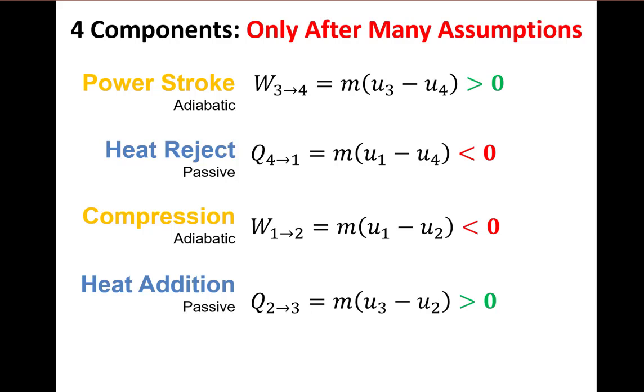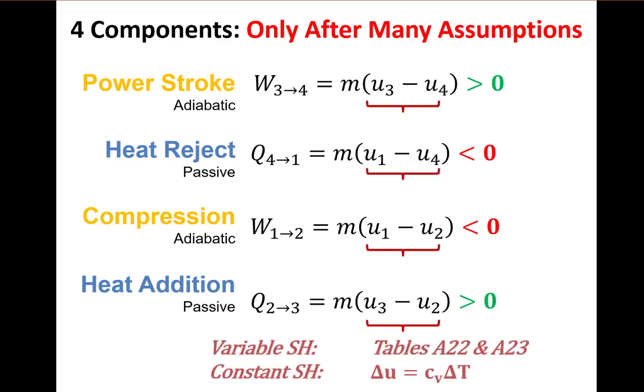So you have an expression for work, right, is m times u at the beginning of the process minus u at the end of the process. And an expression for heat transfer, which is m times u at the end of the process minus u at the beginning of the process. So this is great. We'd have a symbolic solution, right? So now what do we do?